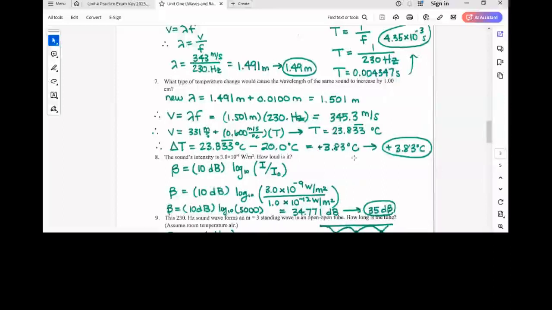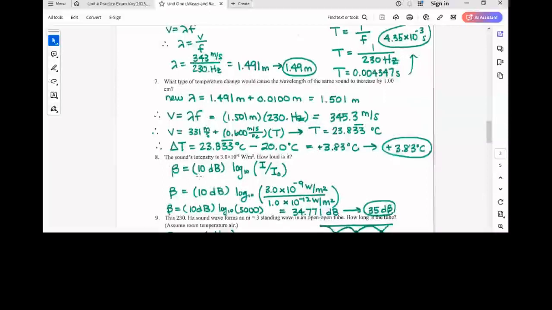Number 8, this sound's intensity is 3.0 times 10 to the negative 9 watts per square meter. How loud is it? So intensity and the loudness of a sound are related but not interchangeable. So the equation that we want is the one that will give us a decibel value.